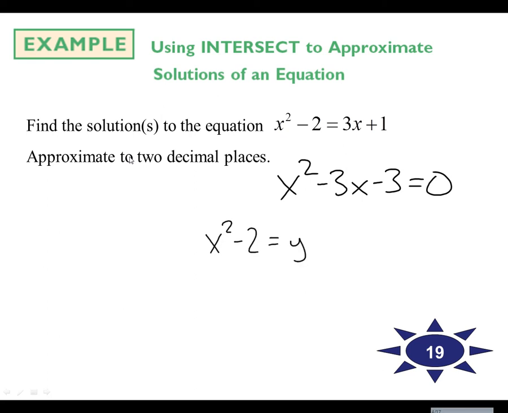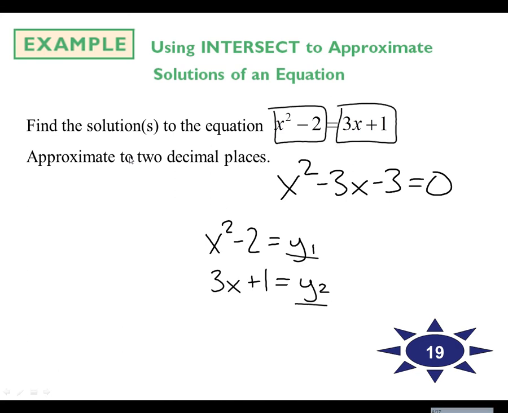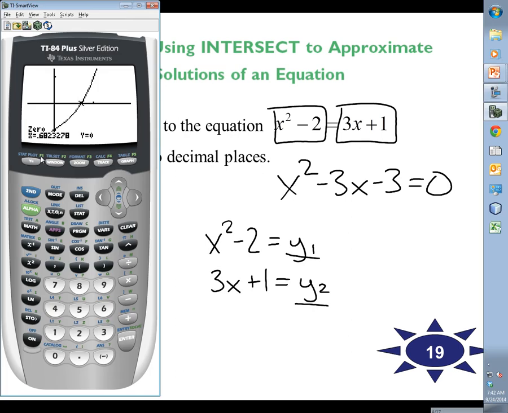But we can just use each of the sides of the equation and set them equal to y. Now, since we have two equations, two sides of the original equation, we're going to have two different y's, a y1 and a y2. So the left side became y1, and the right side became y2. So let's go back to our graphing calculator and go back to our y equals. And for y1, we'll plug in x squared minus 2, and for y2, we're going to have 3x plus 1.